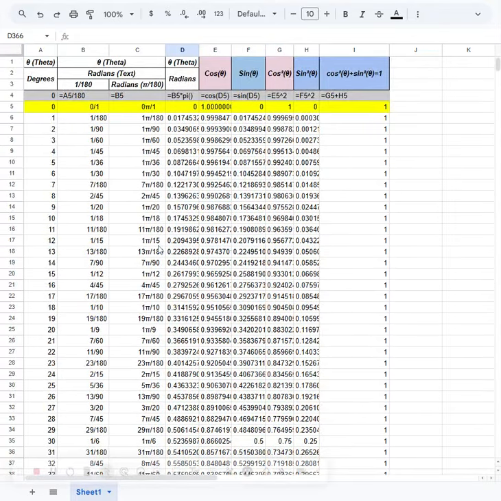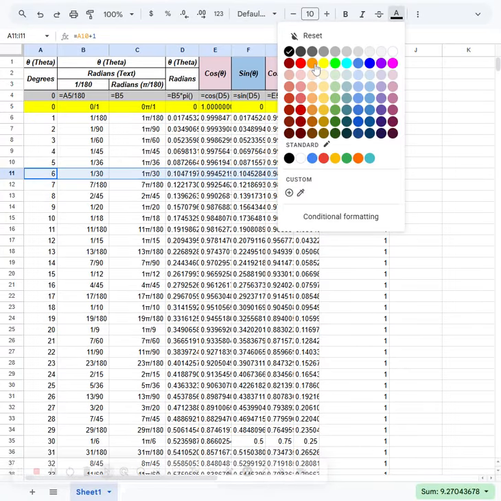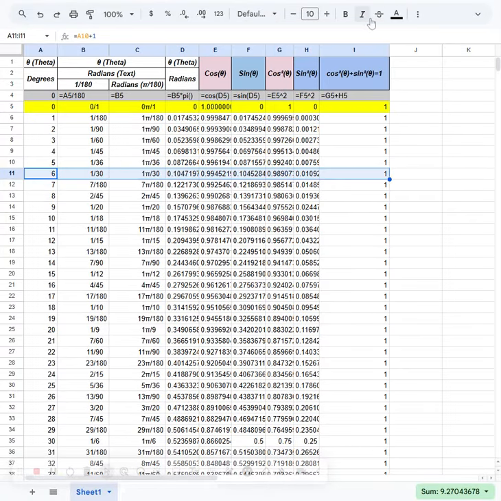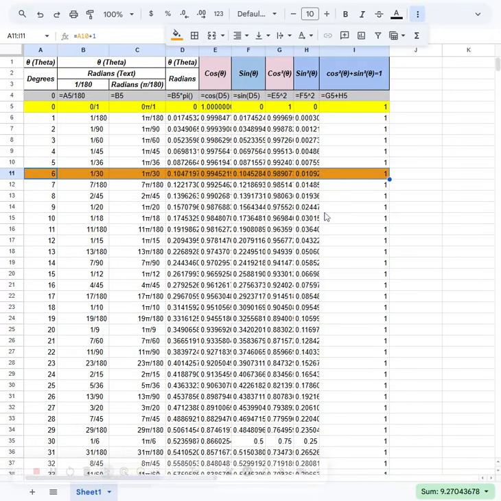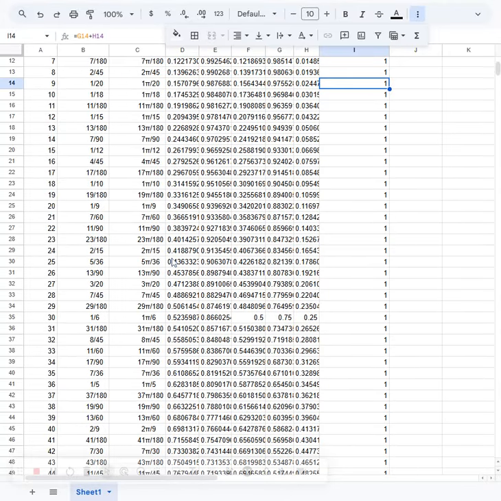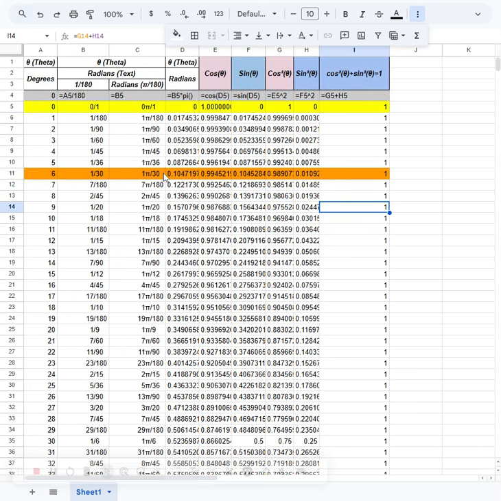Okay, so now what you want to do is pi over 30. We want to highlight that orange. No, not the text. We want to use the little bucket, orange, right? And that's pi over 30. Pi over, and the family of 30s. So the next one, that's not pi over 30, I'm sorry, that's the wrong one. That's 6 degrees.